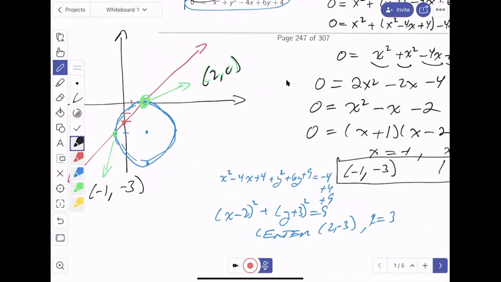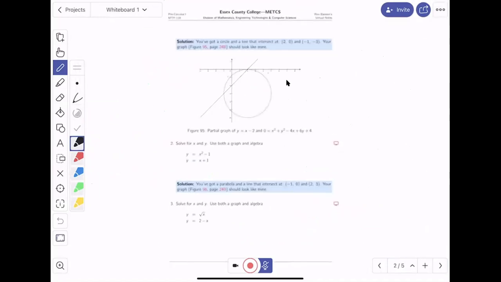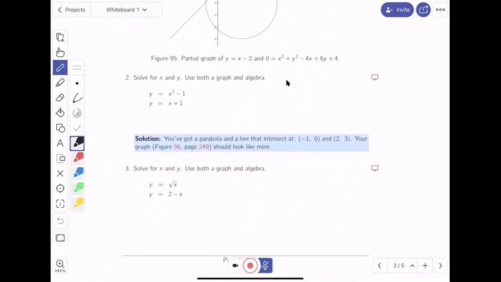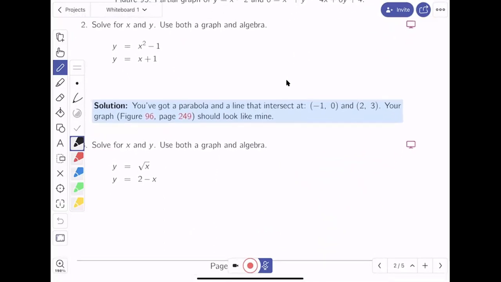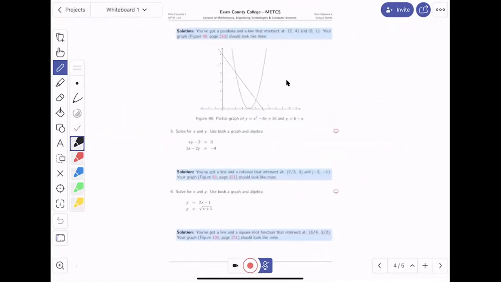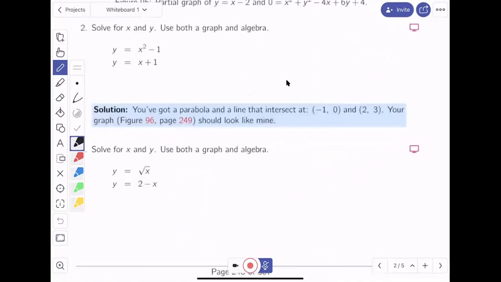All right, let's go to the next one. And that was number 1. Now we're going to, the picture looks much better here, as you noticed. All right, let's do number 2 now. And number 2 says, solve for x, y, both graph and algebra. Yeah, I like algebra best. So I'm going to do this by algebra first.